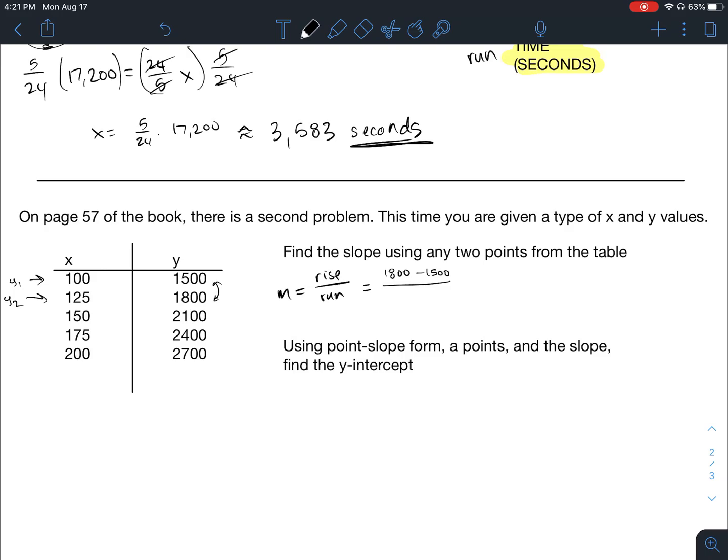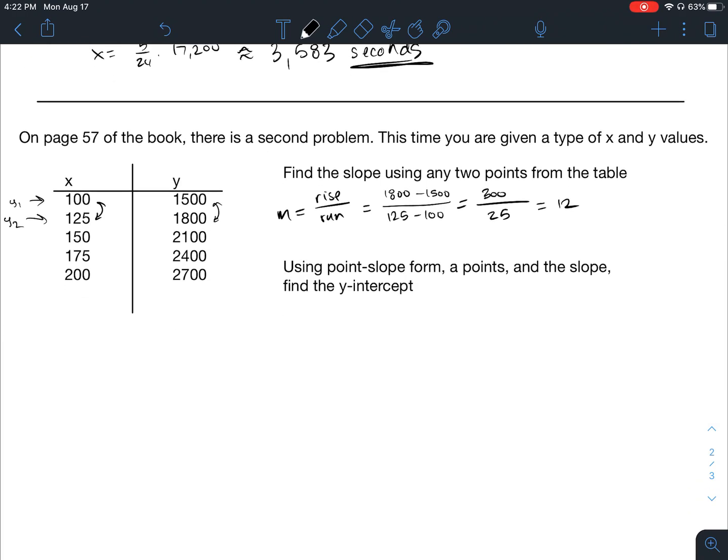And our run is going to be the difference in the x direction. So the difference between these two. If we want to find the difference, we subtract the two. So if we do that math, 1,800 minus 1,500, well, that should be 300. 125 minus 100, that's going to be 25. 300 divided by 25 should be 12. So that right there is our slope.